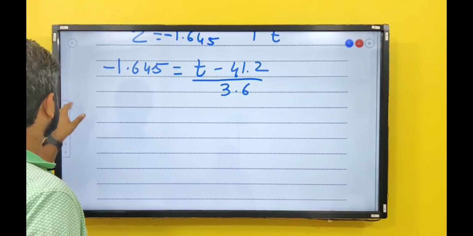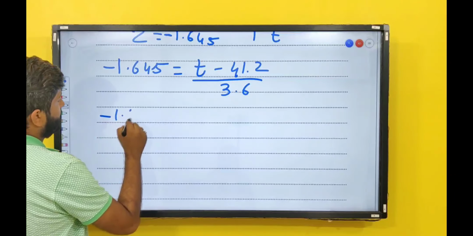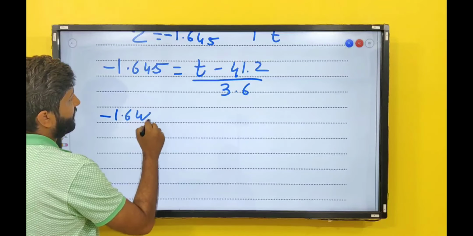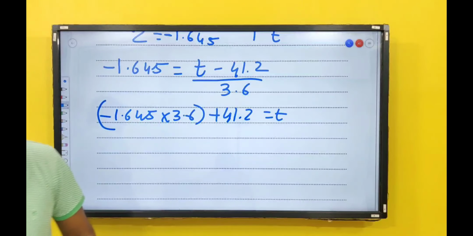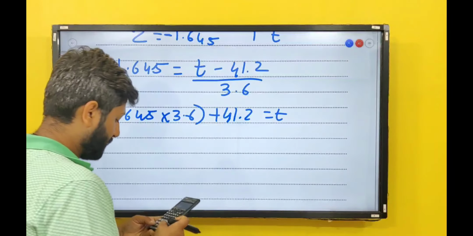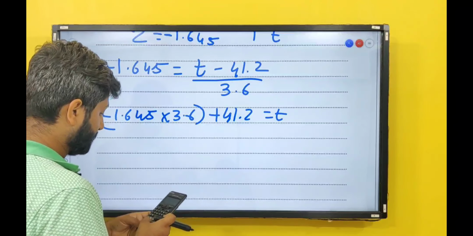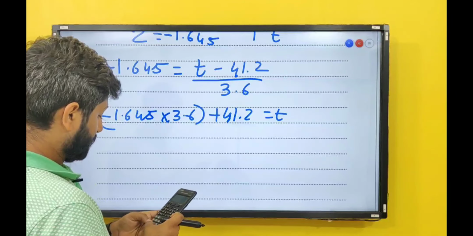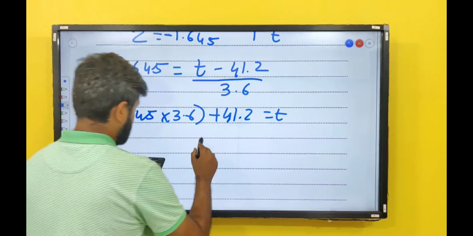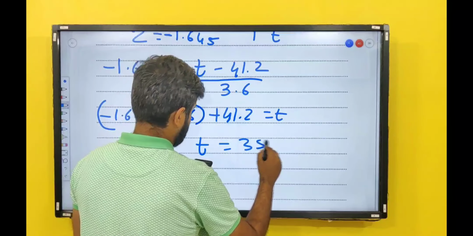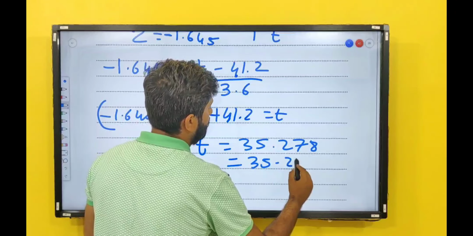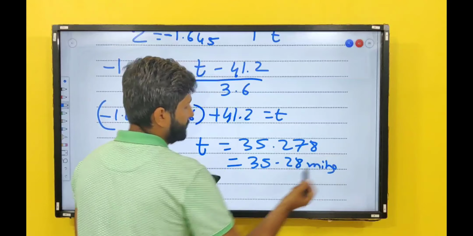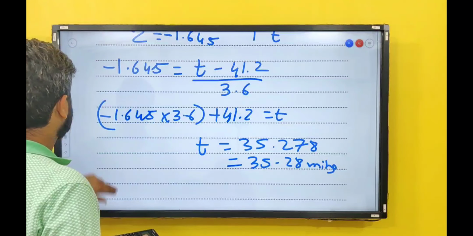Okay. So now solving this, minus 1.645 into 3.6 plus 41.2 will give me t. Let me solve this in my calculator. Minus 1.645 into 3.6 plus 41.2. The answer of t is 35.278 or 35.28 minutes. Right? This is my answer. Next question.